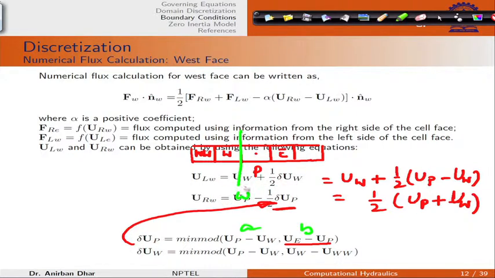For left hand calculation, it will be UW. So, either it should be average of P and W, or the information should flow from other side. It considers WW. So, obviously, from this side it will be WW.